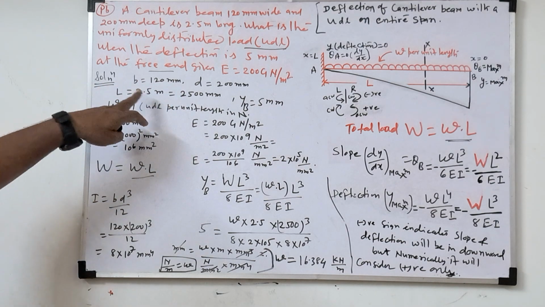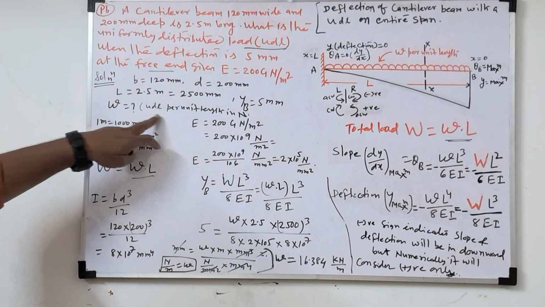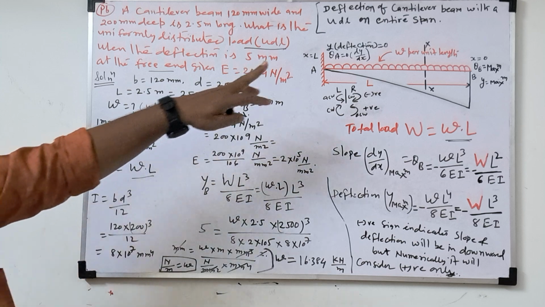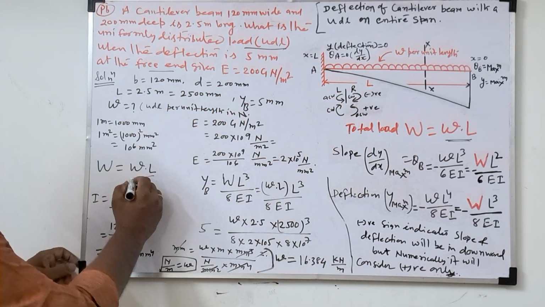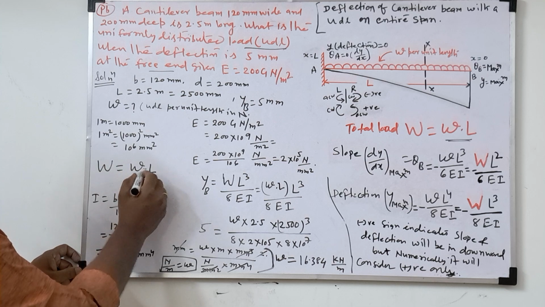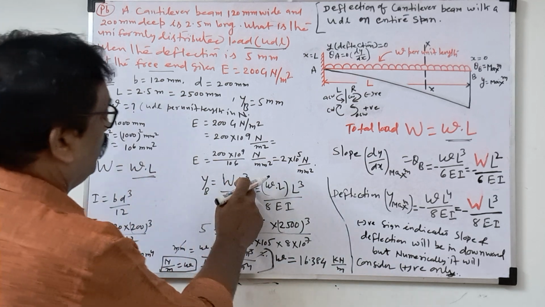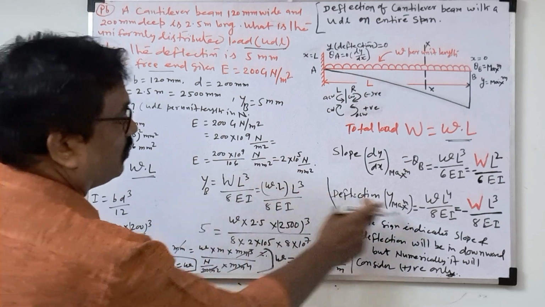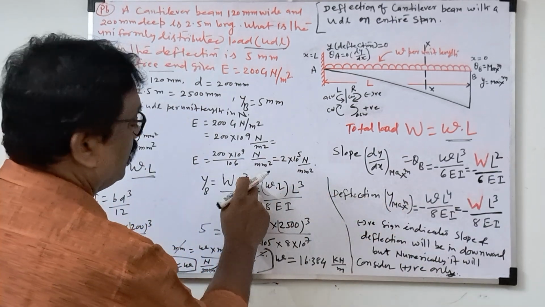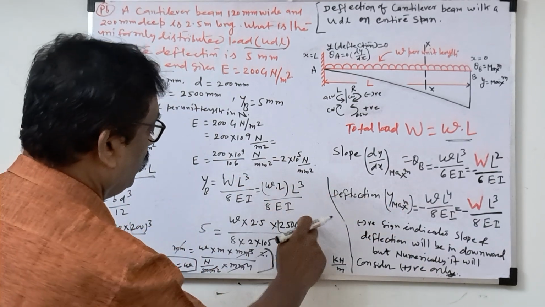Once we check here, B is given, depth is given, length is given, YB is given, and they are asking for the load per unit length in Newton. So we convert it into load. Capital W is equal to w into L. So w into L gives L power 4, and if we take capital W, it is L power 3. This way we can calculate the solutions.